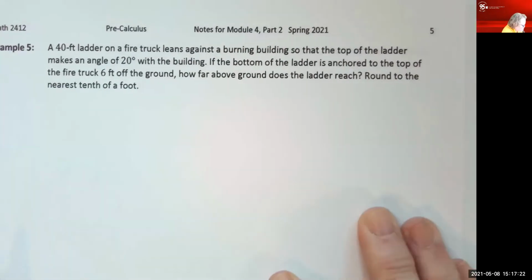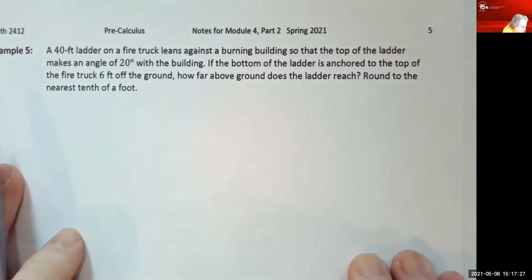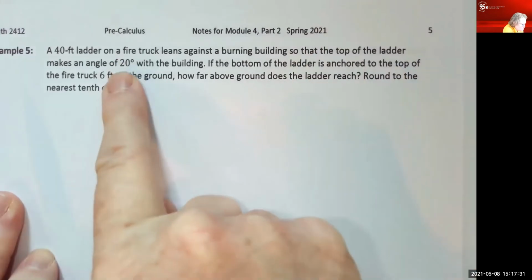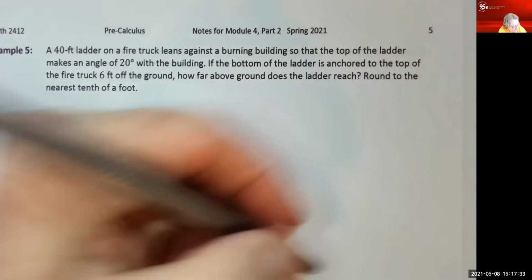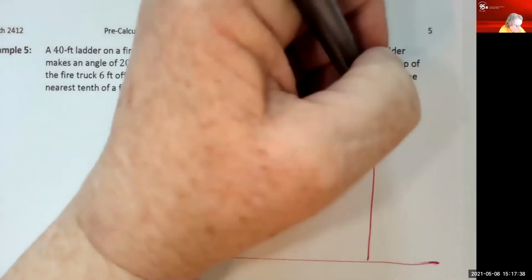Okay, great. Another question. A 40-foot ladder on a fire truck leans against a burning building so that the top of the ladder makes an angle of 20 degrees with the building. I'm going to have to draw this in order to visualize. So here's the building.